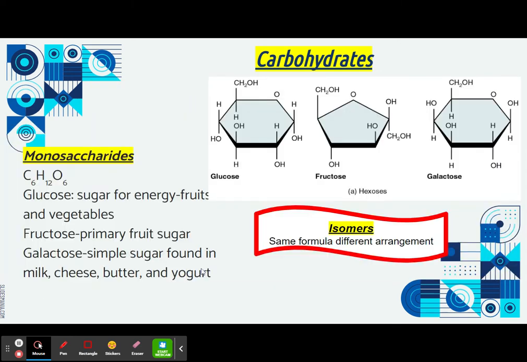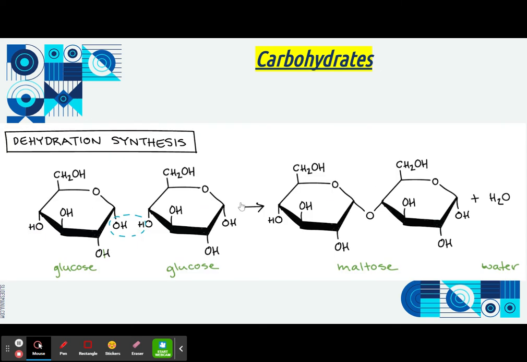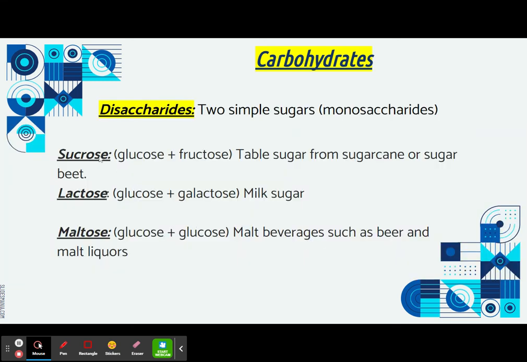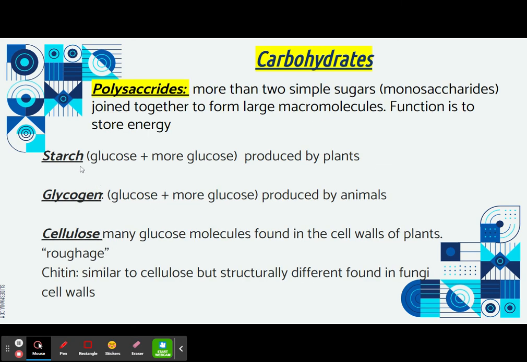We talked about monosaccharides: glucose, fructose, galactose. They're isomers, all the same chemical formula, but they differ structurally. We talked about putting them together through dehydration synthesis, and we get maltose, the disaccharides. There's 3 of them: sucrose, lactose, and maltose. And then if we put them together, we can get starch in plants, glycogen in animals, cellulose in plant cell walls, and chitin in fungus cell walls.